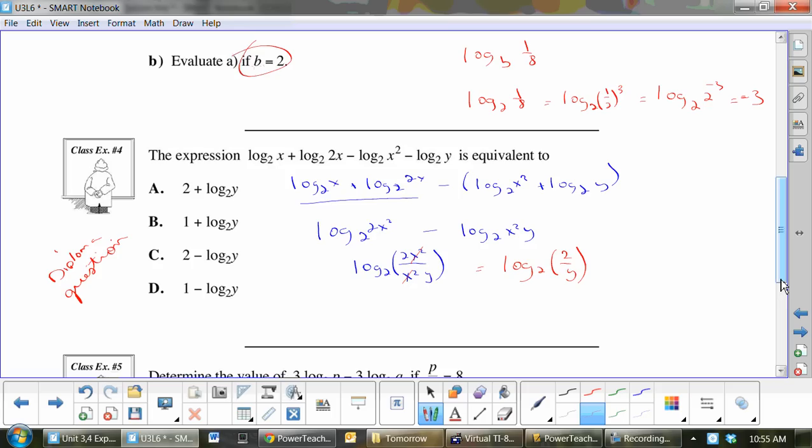Okay? So then I'm going to think, hey, right, I mean, obviously I can get everything together. I can also take everything apart this way. So this would be log 2 of 2 minus log 2 of y, right? Because division is subtraction. Log 2 of 2 equals 1 minus log 2 of y. So it is D.